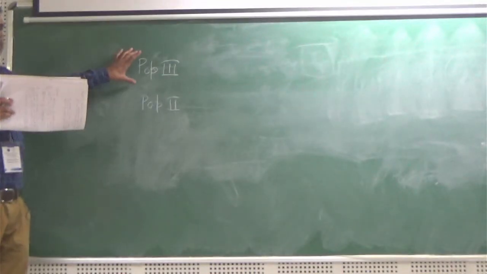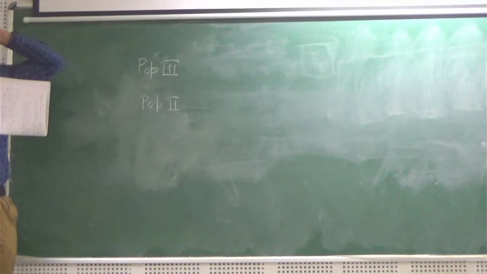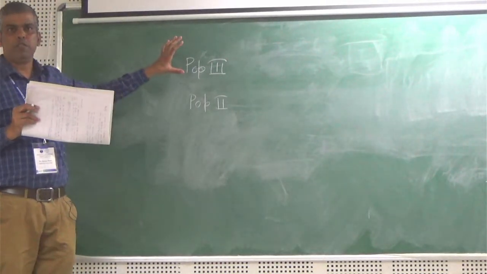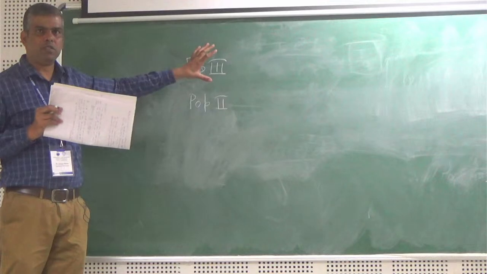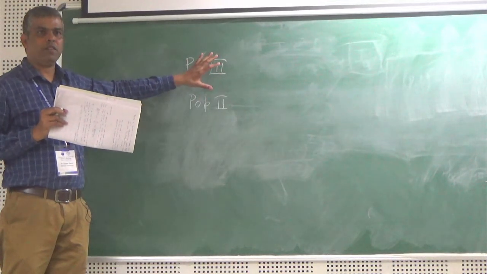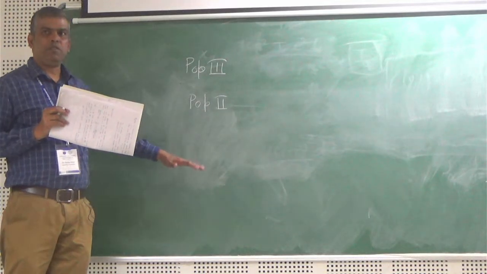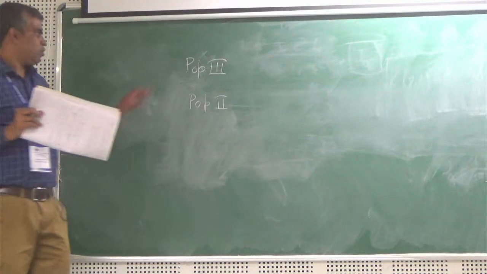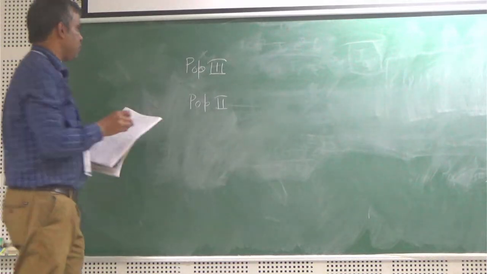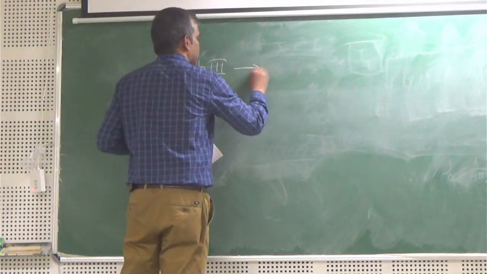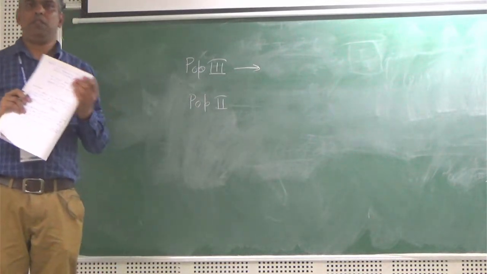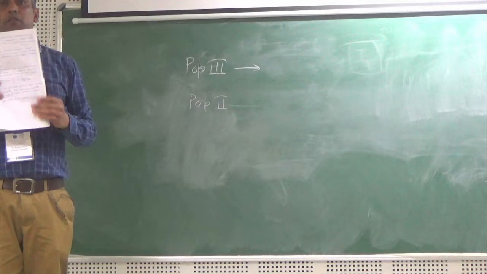So population 3, these are the stars that were formed for the first time in the universe. These are the very first generation of stars, although they are named 3 because we're counting from the present stars. So population 3 stars, and then population 2. So how do you form stars? What do you mean by star formation?